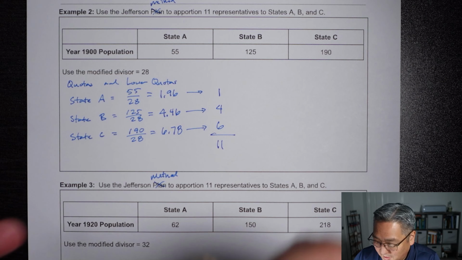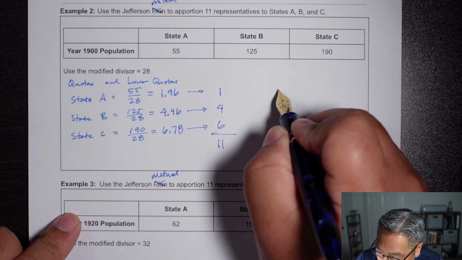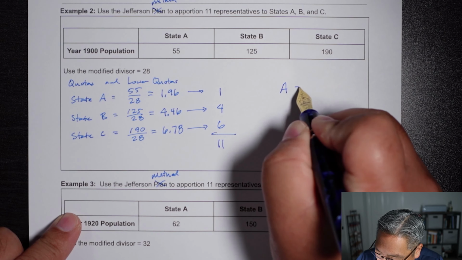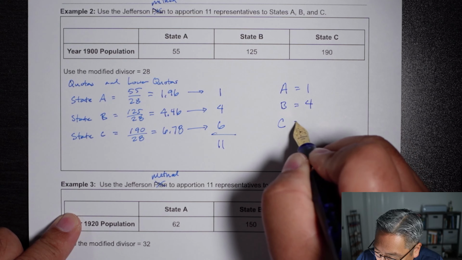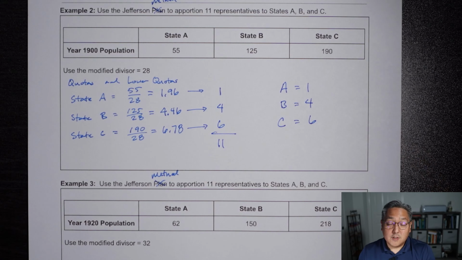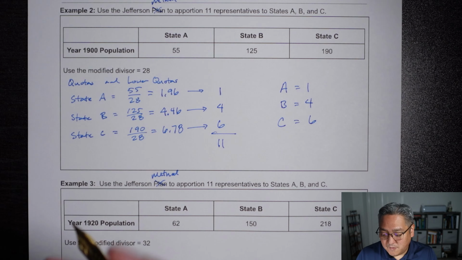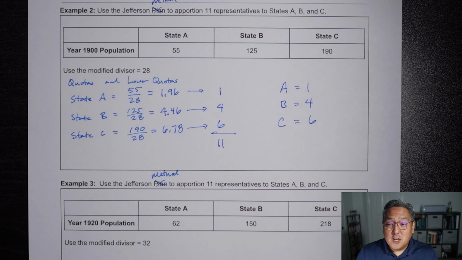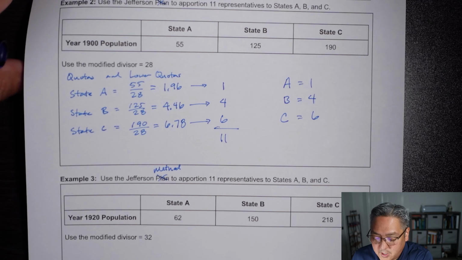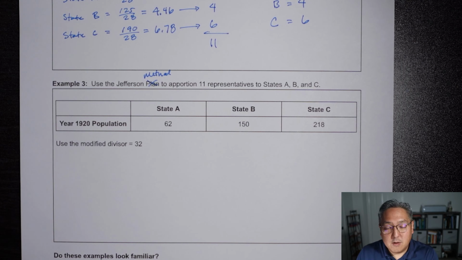So our answer here is state A is going to get 1, state B is going to get 4, and state C is going to get 6 representatives. Jefferson is kind of easier once I take out the fact that technically in the real world you'd have to find that modified divisor. It's just a verification that this plan works, okay? Okay, same thing again. Let's speed up the video and walk through this next example.